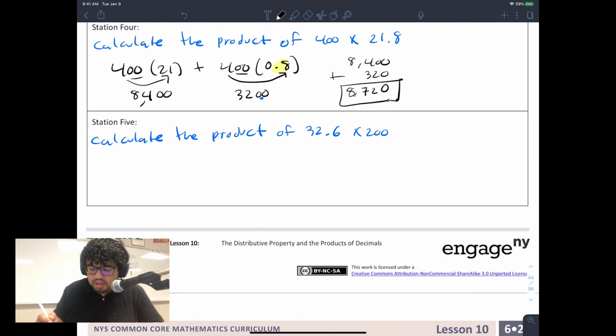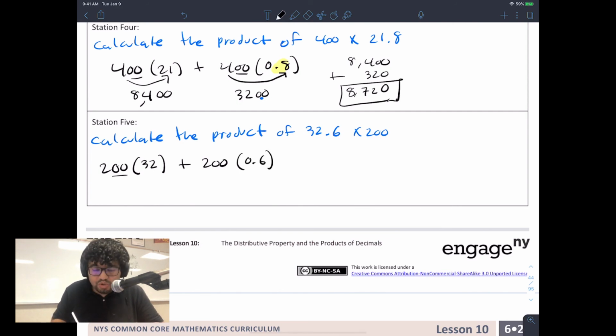Okay, and let's work on our last station here, station 5. It says calculate the product of 32.6 times 200. Now remember, it's easier if I multiply the number that's a whole number first, and then the number with the decimal second. Why? Well, again, we have the commutative property. So again, 4 times 5 is the same as 5 times 4. So 32.6 times 200 is the same as 200 times 32.6. So I start with my 200. Then I'm going to distribute first into the 32, then I'll distribute into the 0.6.